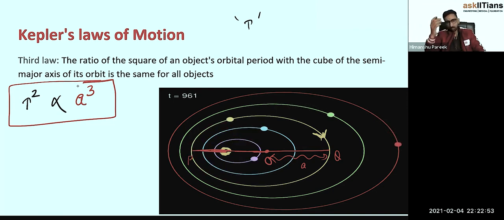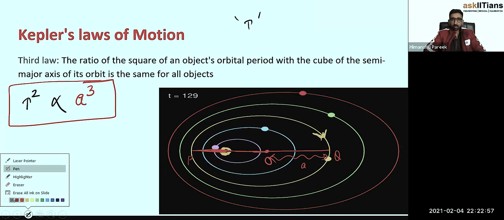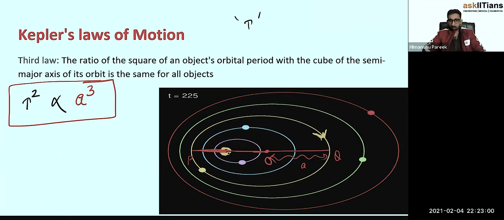Now here we should notice one more thing. Look at the motion of this yellow colored planet. You will find something strange in this animation. What I see here is that this yellow color planet goes much faster when it is closer to the sun. See, suddenly it moves from there. And it moves slowly when it is a bit farther away.